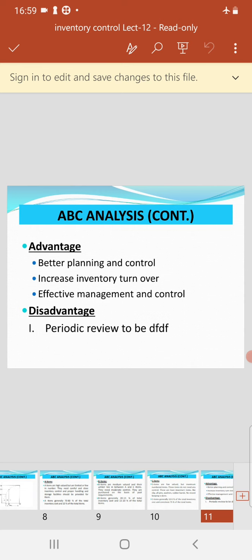So what are the advantages? Advantages are better planning and control, increased inventory turnover, and effective management and control. But the disadvantage is that periodic reviews are to be done. So you have to review more number of times in a year.